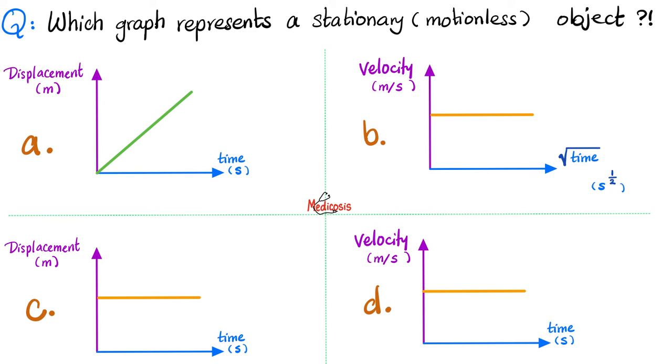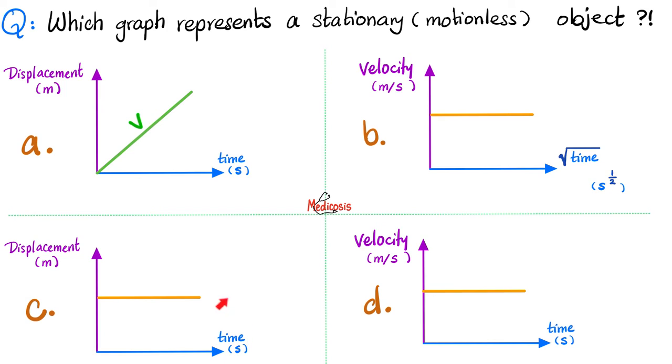Here's another question for you. Which of the following graphs represent a stationary or motionless object? Give me something static. What do you think? First, you look at the axes, y-axis and x-axis. Displacement over time, this slope equals velocity. Velocity over square root of time. Well, velocity over time is acceleration. So this is a weird way to refer to acceleration, but it's not going to be a perfect method.